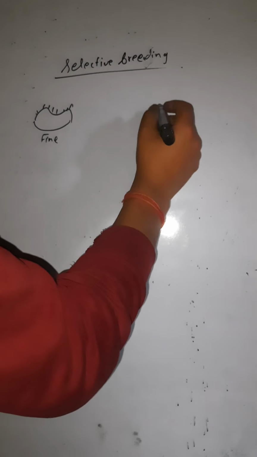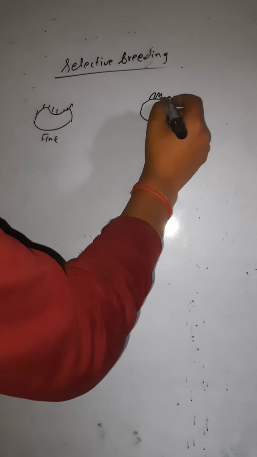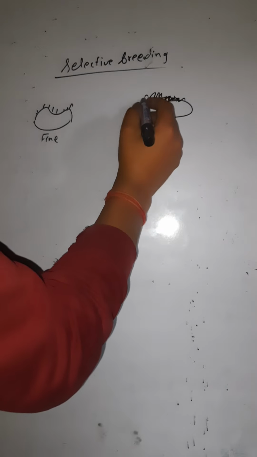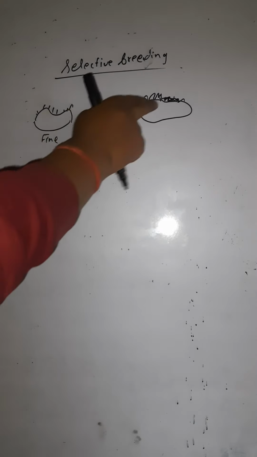Now at the same time I have another sheep here which has very dense hair. These are fine but not dense. Here the hairs are dense. So this one sheep has the dense hair and this one sheep has the fine hair.